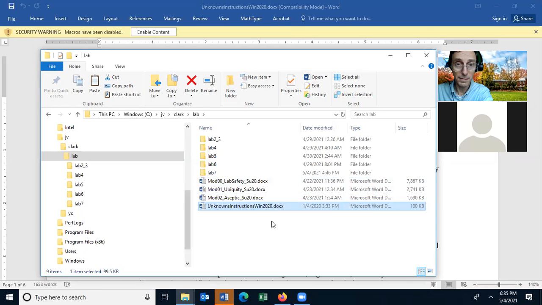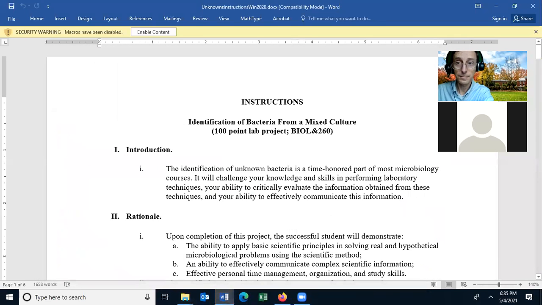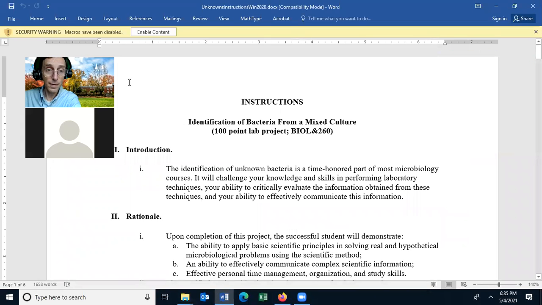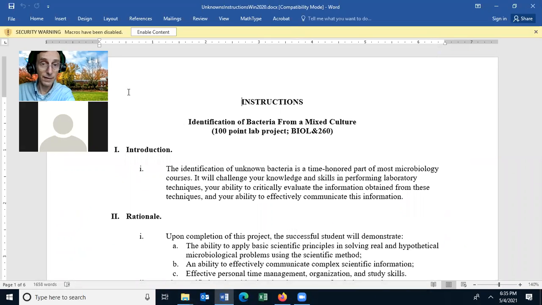Why isn't this opening? Ah, there we go. So this paper tells you the project, the identification of a bacteria. You're not going to get a mixed culture. I guess I should change that because we decided it's too difficult doing this as a virtual experiment to do it as a mixed culture.